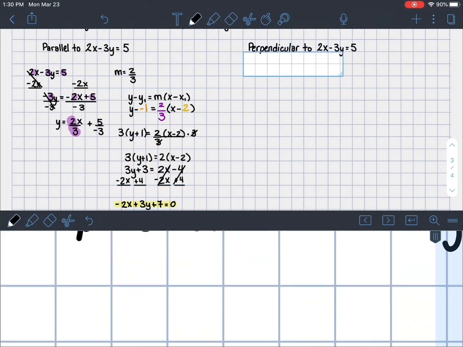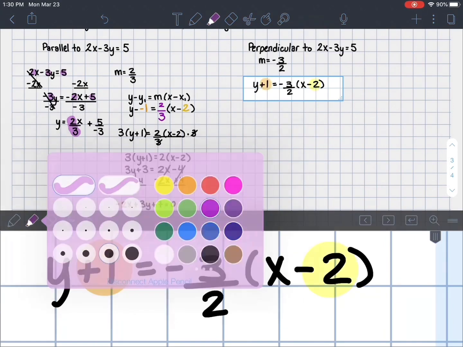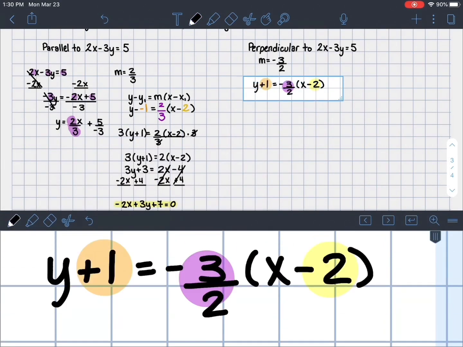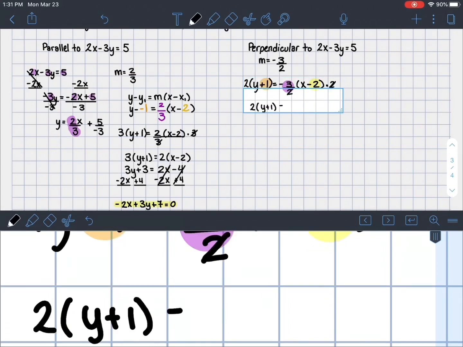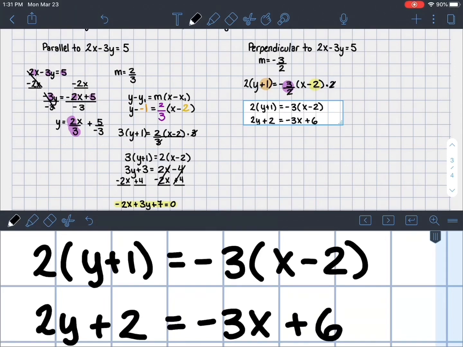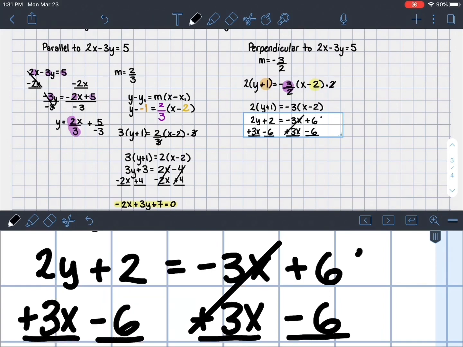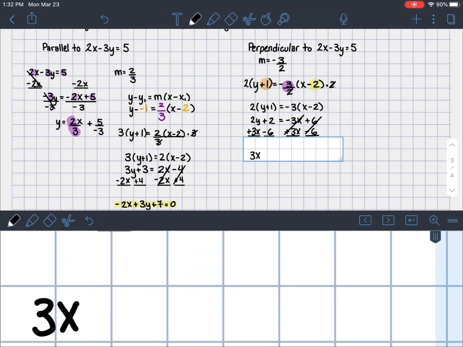For perpendicular, we're going to start with the point-slope formula again. However, this time, our slope is going to be the negative reciprocal, which will be negative 3/2. Again, the easiest way to move forward is to start by multiplying both sides by 2. Then you'll have a distribution on either side of the equal sign. And then, since we want the general form, we'll gather everything to one side so that we're in the proper form.